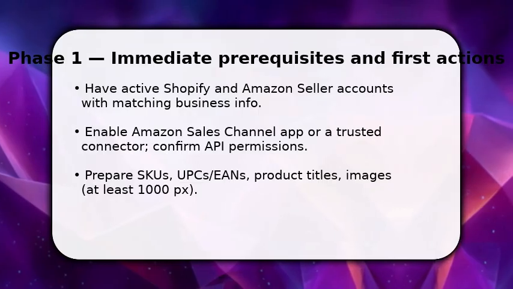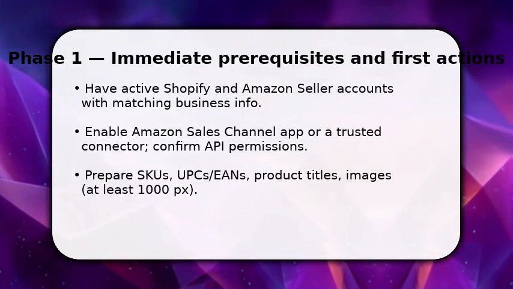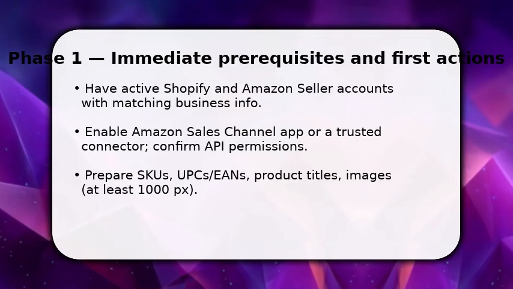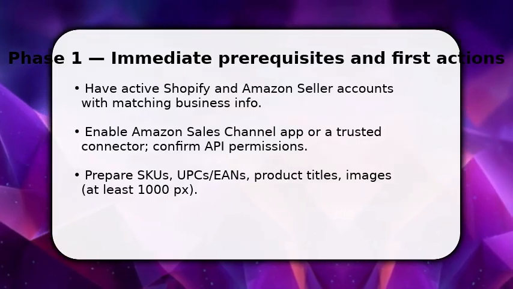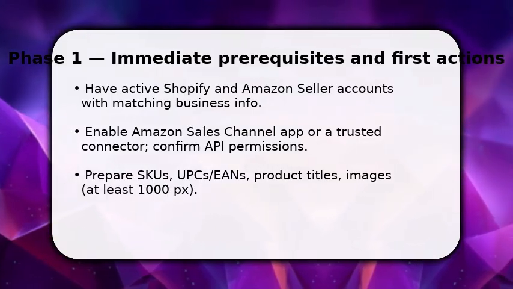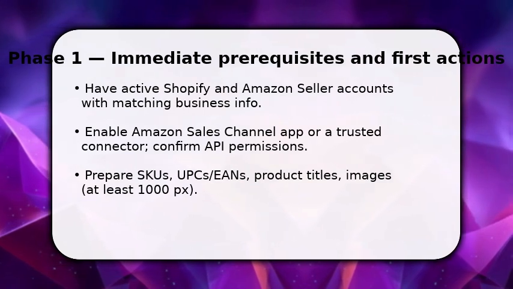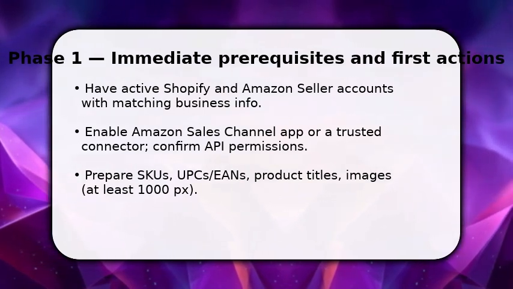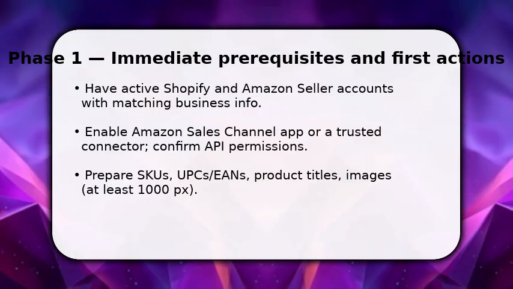Next, standardize SKUs and ensure each product has valid UPC/EAN, clear titles, and 1,000 pixel images for Amazon quality checks. Make sure pricing and inventory policy are decided now so subsequent syncs follow.